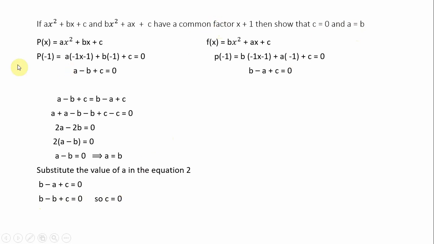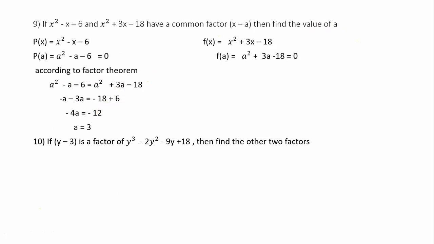Common factor means nothing but to substitute those two values in the given question and equate that with 0. That's all, nothing else. Now coming to the next question, if x square minus x minus 6 and x square minus 3x minus 8 have a common factor x minus a, find out the value of a. The same only, no change in it. Here p of x is equal to x square minus x minus 6, and g of a is equal to x minus a is equal to 0, x is equal to a.